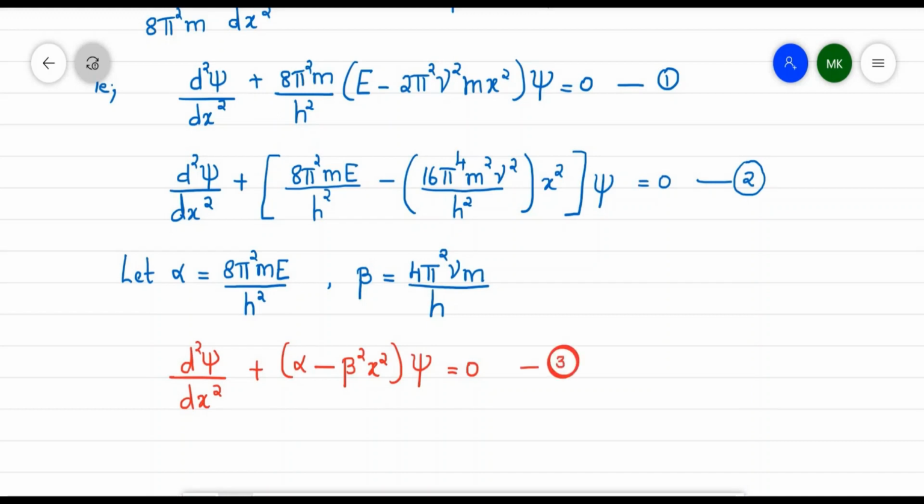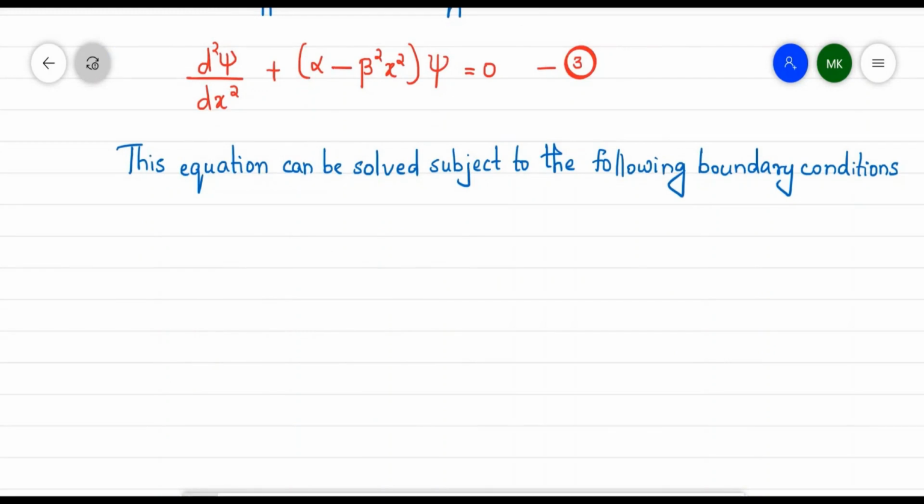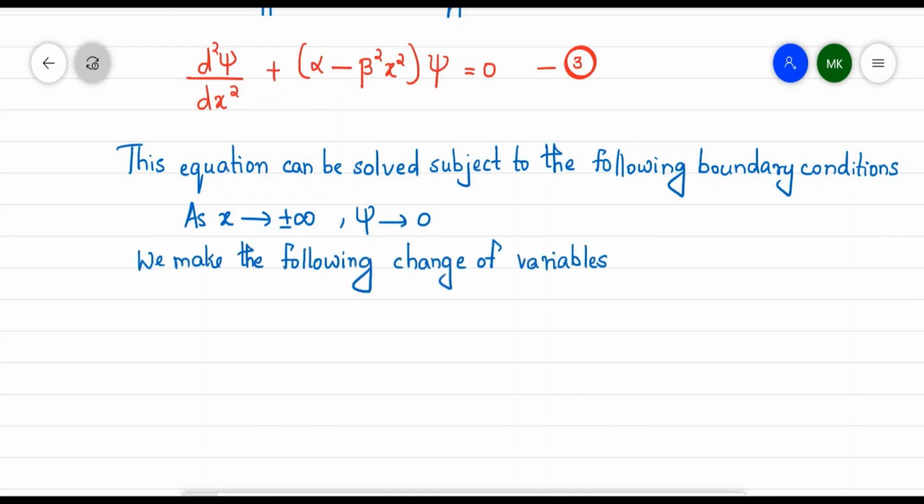This is equation 3. This equation can be solved subject to the following boundary condition: as x tends to plus or minus infinity, psi tends to 0. In order to apply this boundary condition, we make the following change of variables. Let y equal root beta into x. So we can write x equals y by root beta, or dx equals dy by root beta.